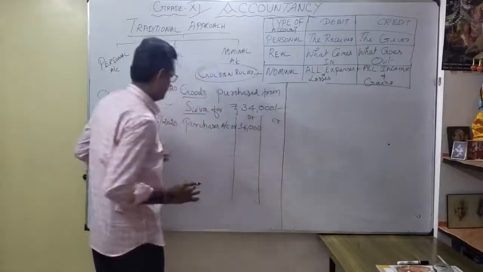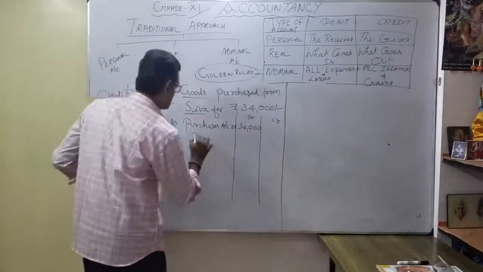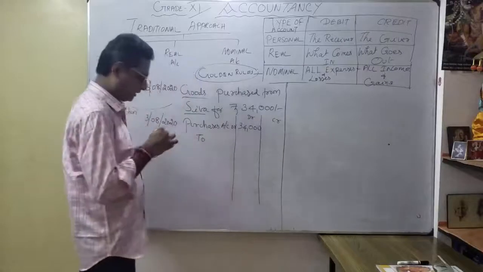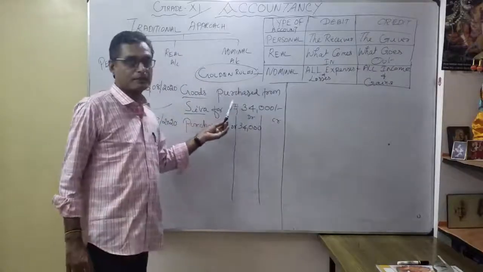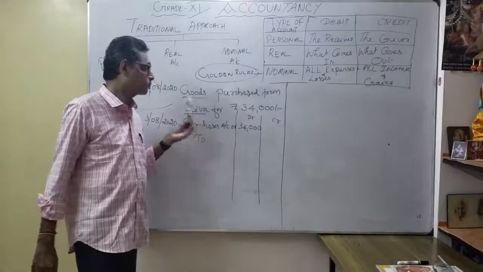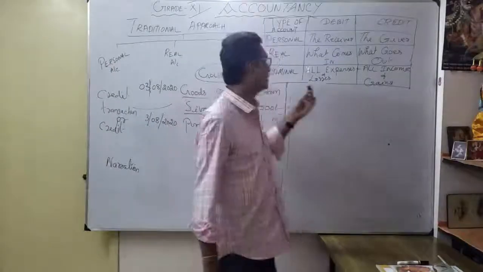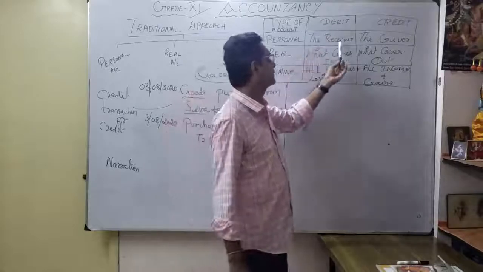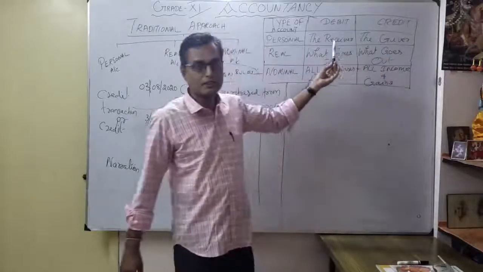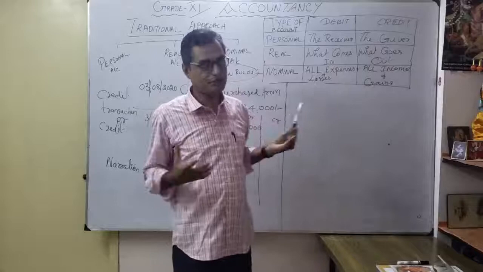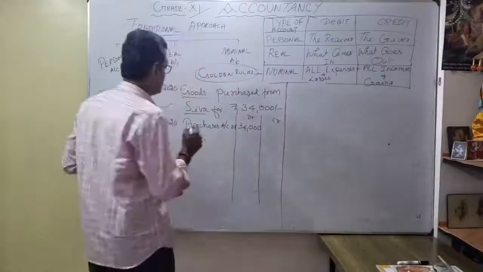Same manner, debit, credit. Purchases account debtor, to whom? Where you purchased? It is credit, we are not paying money immediately. So purchased from whom? Shiva account. Shiva comes under personal account. What is the personal account rule? You know already: debit the receiver, credit the giver. Shiva is giving goods to us, so here I credited Shiva. To Shiva account.